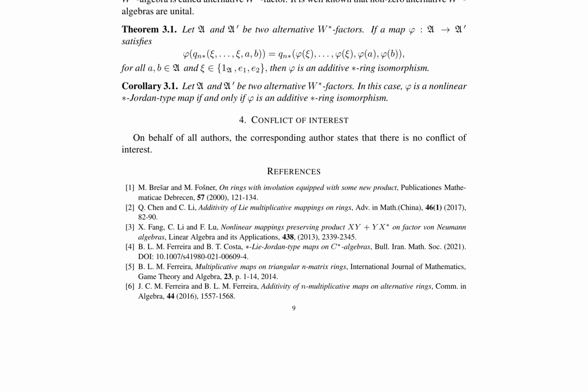Theorem 3.1 establishes that if a map phi between two alternative W*-factors satisfies a certain condition involving the *-product, then phi is an additive *-ring isomorphism. Corollary 3.1 follows, stating that under these conditions, phi is a nonlinear *-Jordan-type map if and only if it is an additive *-ring isomorphism.